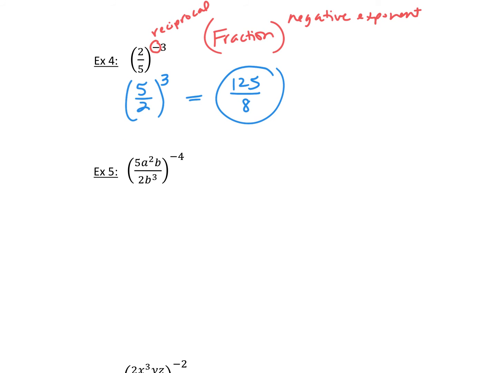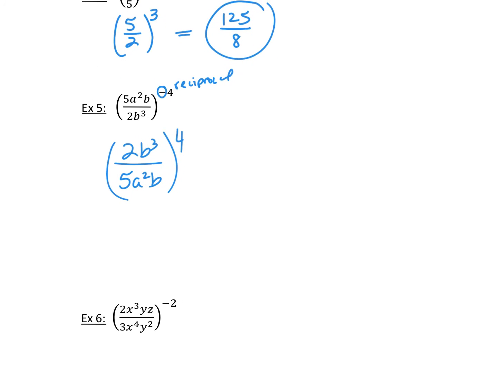I'm still going to start out the same way. I'm going to start with just the fact that this is a negative exponent. I'm going to take the reciprocal. So I'm going to literally just flip everything. 2b to the third goes to the numerator. 5a squared b goes to the denominator. Now it's to the positive fourth power. So now I'm just going to raise everything to the fourth power.